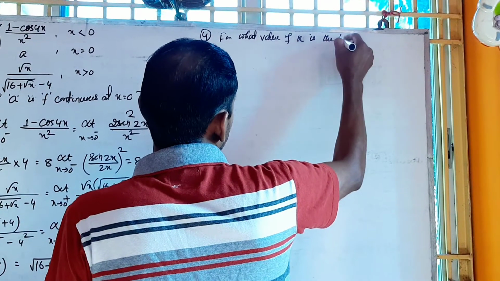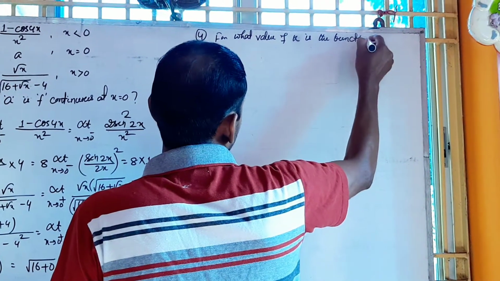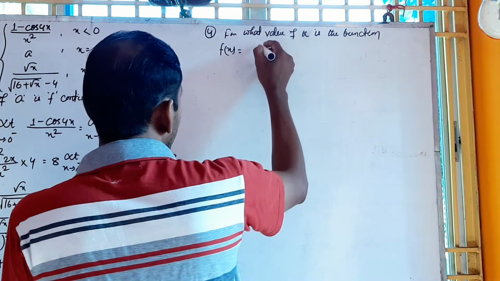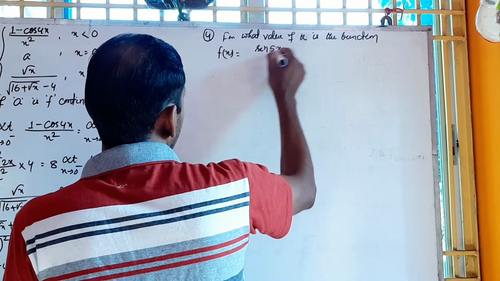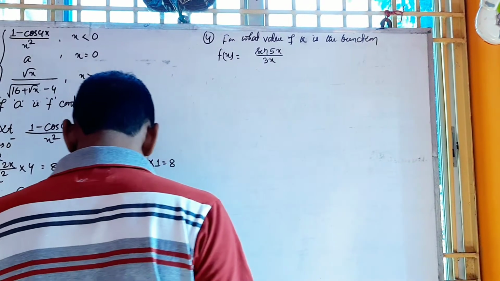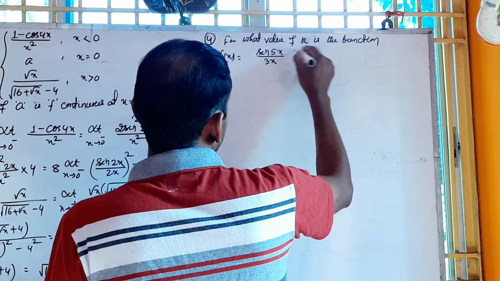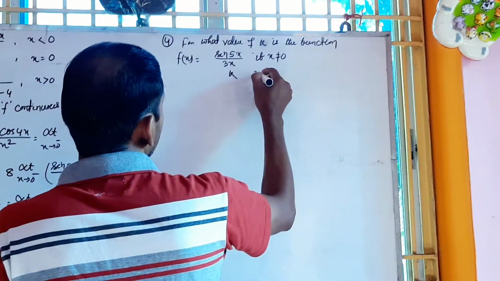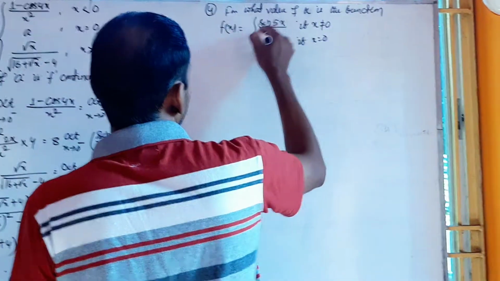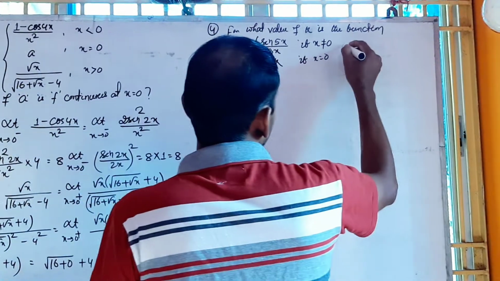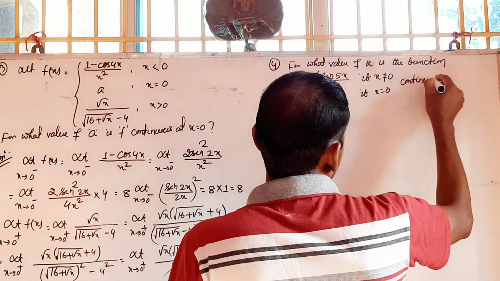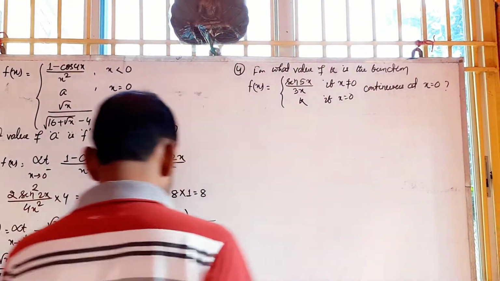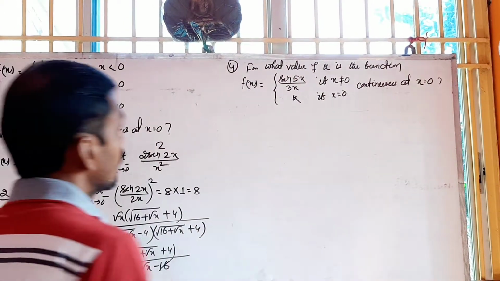Next, the function f of x equal to sin 5x by 3x if x is not equal to 0 and k if x equal to 0, continuous at x equal to 0. So some type.